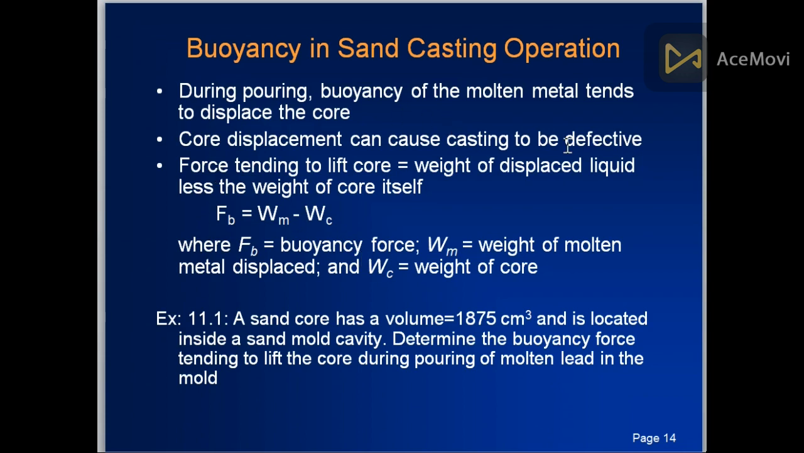Core displacement can cause the casting to be defective. The force that tends to lift the core is equal to the weight of the displaced liquid less the weight of the core itself. Fb is equal to Wm minus Wc, where Fb is the buoyancy force and Wm is the weight of the molten metal. Subtract the weight of the core. So this is basically the buoyant force.